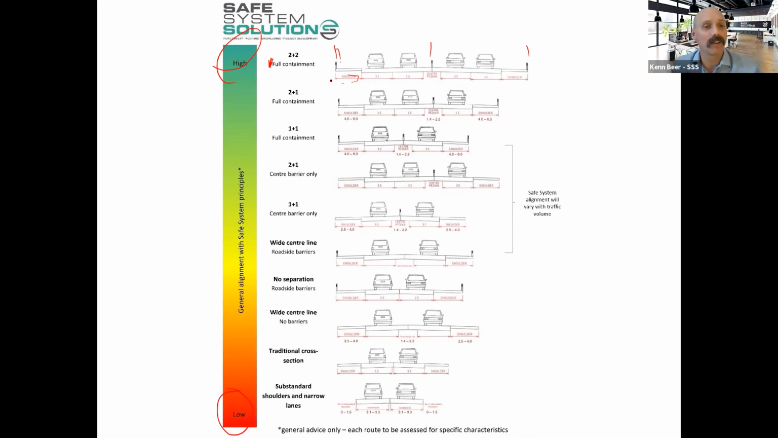Yeah, they're going to fall asleep. They're going to be distracted. They're going to, whatever it is, they're going to leave their lane, and we're going to hold them in the safe area. And then it sort of drops down with alignment with safe system principles. Wide center lines, pretty good, but they're only addressing the likelihood of the crash. We've got nothing in the middle there for the severity of crash.